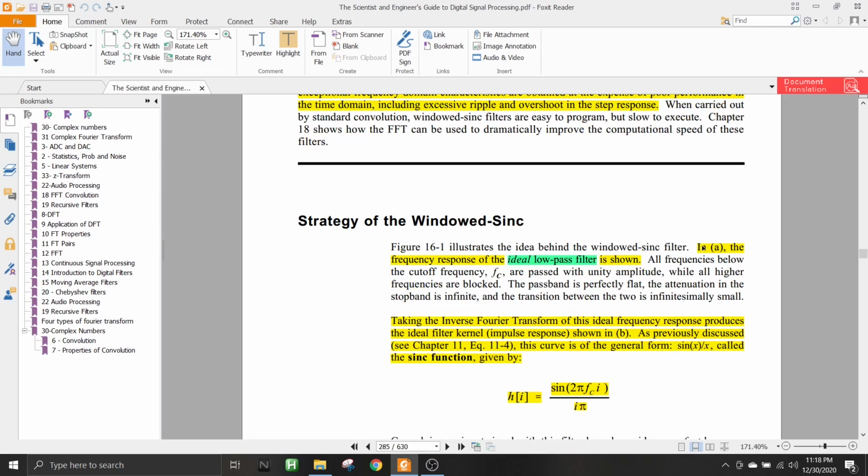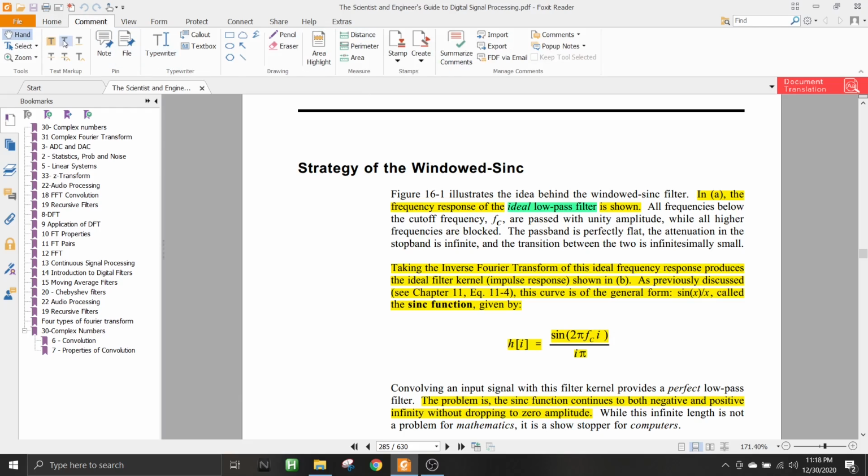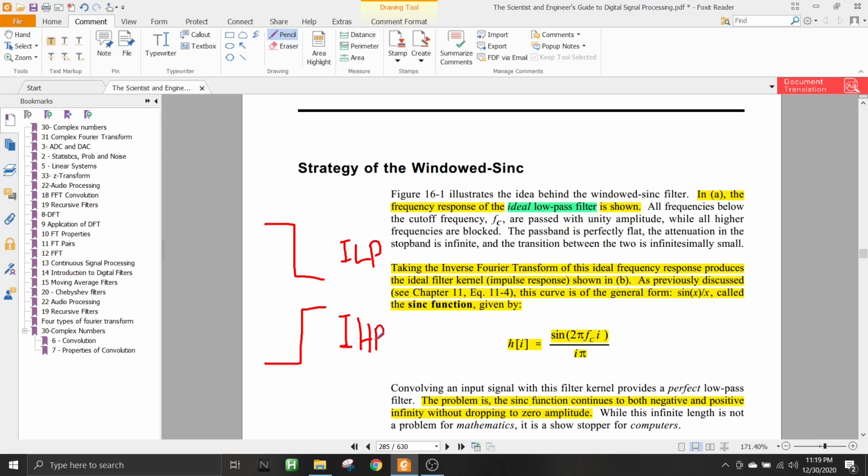Before we start off with the window sinc filter, we first talk about the other basic filters that give rise to this window sinc. The first thing that we're going to talk about is the ideal low pass filter. I think everyone already knows about this. We have seen the shape of it before in some of our earlier chapters. It will be something like this. This is the ideal low pass, and this would be the ideal high pass filter.